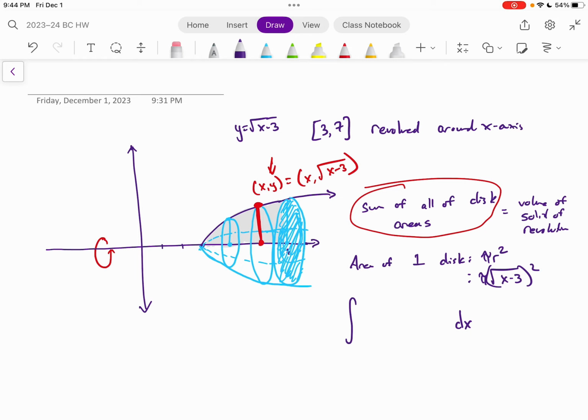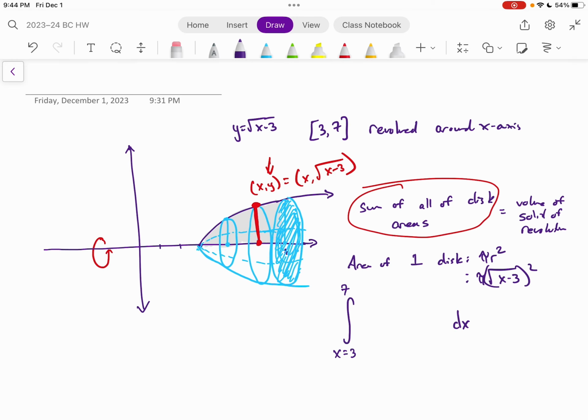So this says that I have an infinite sum, because I have infinitely many of these things from 3 to 7. And then what do I want in here? I need the area of my disk. I need my pi r squared, which is pi times the square root of x minus 3, squared.